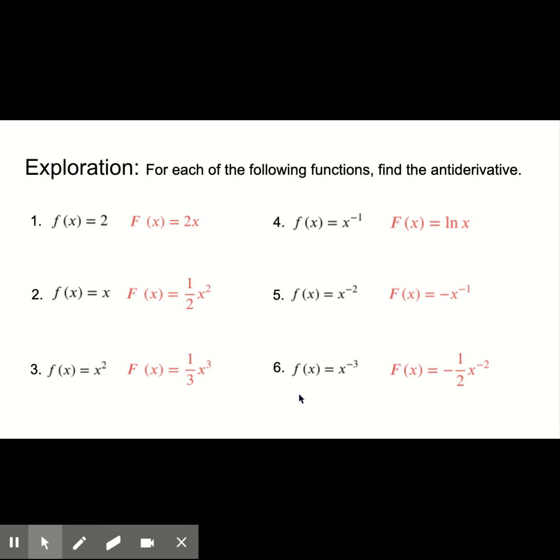Did you notice that when we found the antiderivative, we always added 1 to the original exponent? And when we found the antiderivative, we always divided by the new exponent? The one exception is f of x equals x to the negative 1, which we'll address in a moment. Press pause now and make any corrections to your capture sheet.